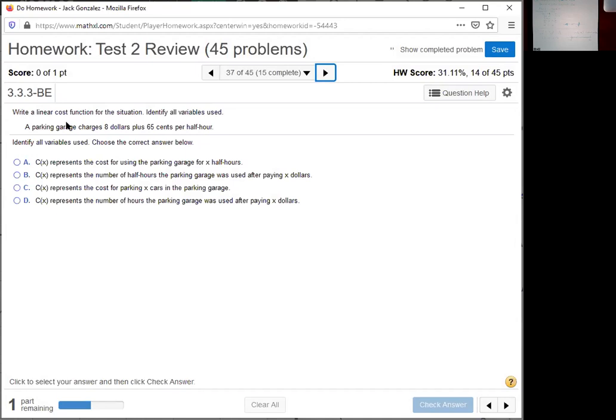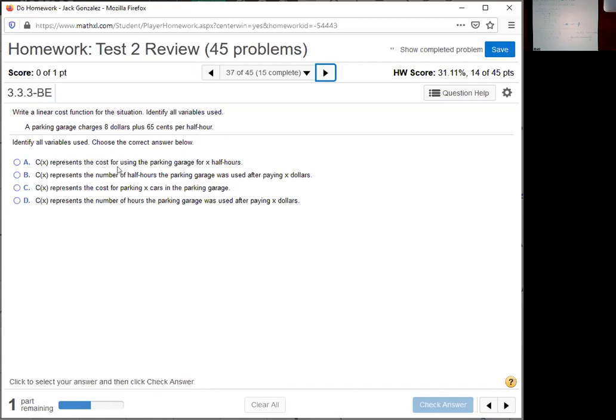37, you'll have some of these where they'll give you a sentence and ask you to create the cost function. Okay, so there's a parking garage that charges $8 plus 65 cents per half hour. So $8 is the fixed cost. This is the rate or the slope, right? So they ask, identify all variables used. Choose the correct answer below.